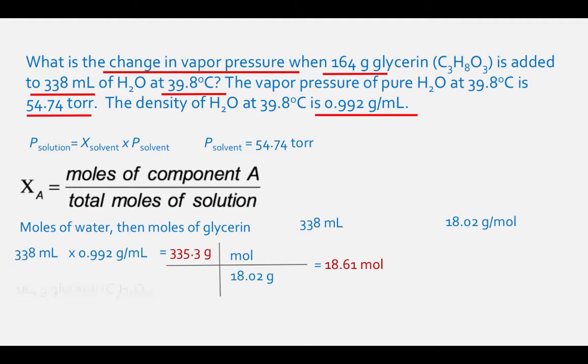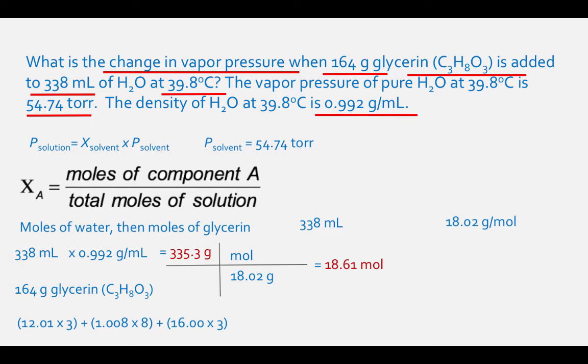To do this, they gave you an amount of grams of glycerin and a molecular formula of glycerin. First, we need to calculate the molar mass of glycerin. Carbon has an atomic weight of 12.01, and there are 3 of them. Hydrogen has an atomic weight of 1.008, and there are 8 of them. And oxygen has an atomic weight of 16.00, and there are 3 of them. This equals a molar mass of 92.094 grams per mole for glycerin.